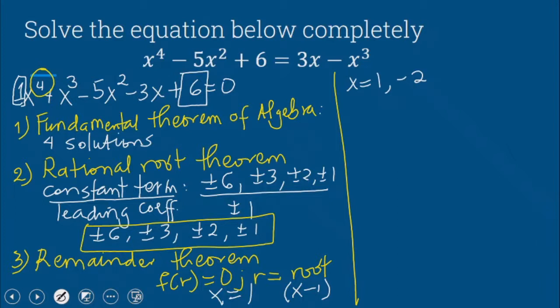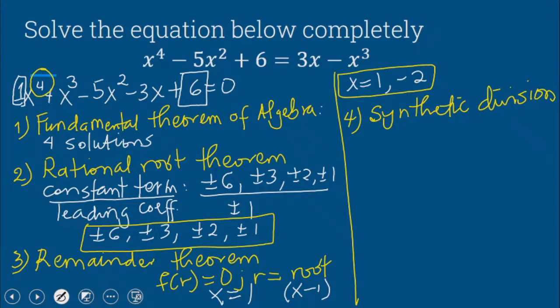So I'm going to stop. I'm not going to continue to do the 3 and the 6 because right now we've already found 2. We are looking for 4 solutions in total. And you also have to remember that the rational root theorem is not going to give you every root. So the next thing that we are going to do is synthetic division. We are going to do this synthetic division 2 times.